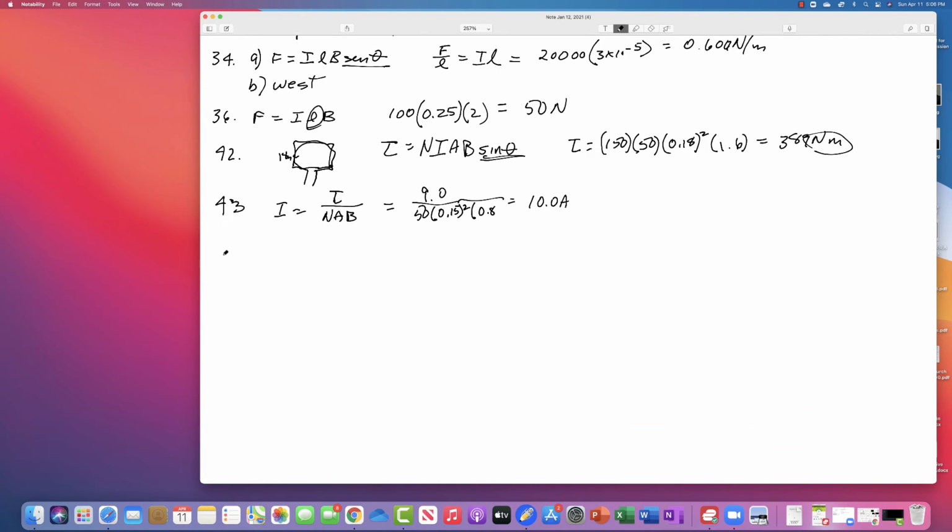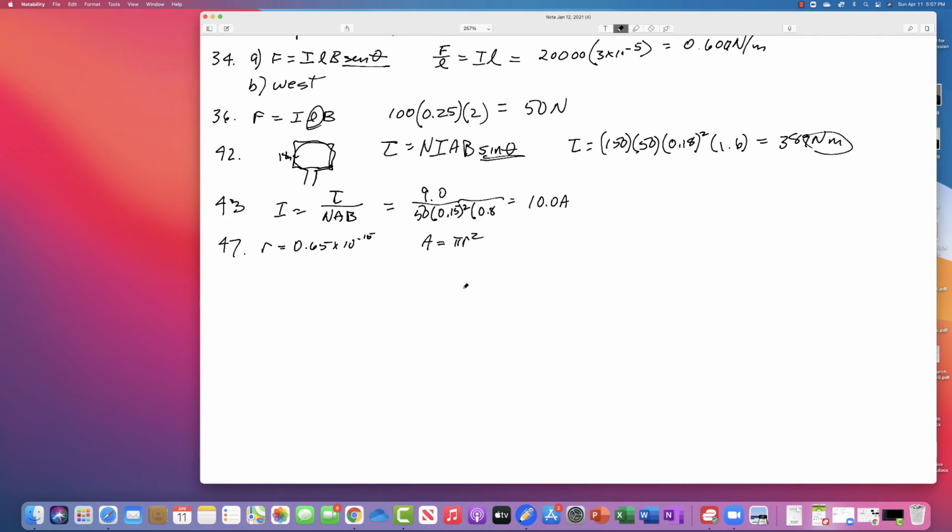Number 47. Number 47 says, a proton has a magnetic field due to a spin on its axis. The field is similar to that created by a circular current loop that's 0.65 times 10 to the minus 15 meters in radius. Okay, so radius is 0.65 times 10 to the minus 15. So the area is going to be pi r squared, because we're going to need the area.